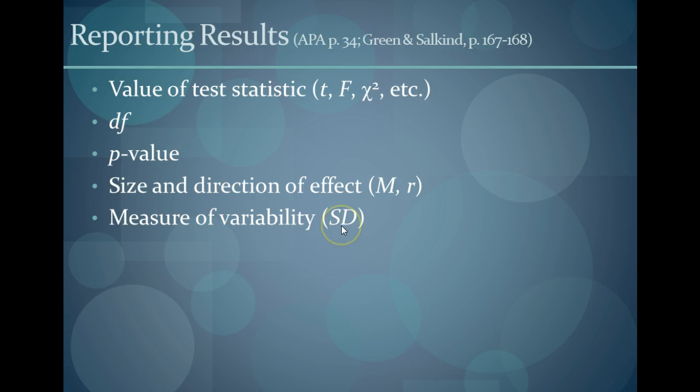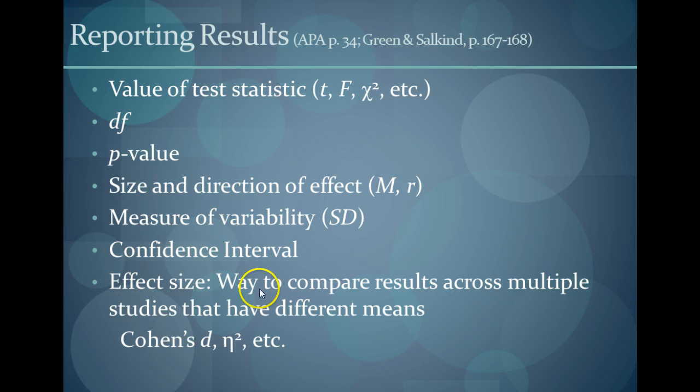You need to report standard deviation, which is a measure of variability, confidence interval, and effect size. So based on the different analyses that we run, we will report Cohen's d, we might report eta squared, and there are some others as well.